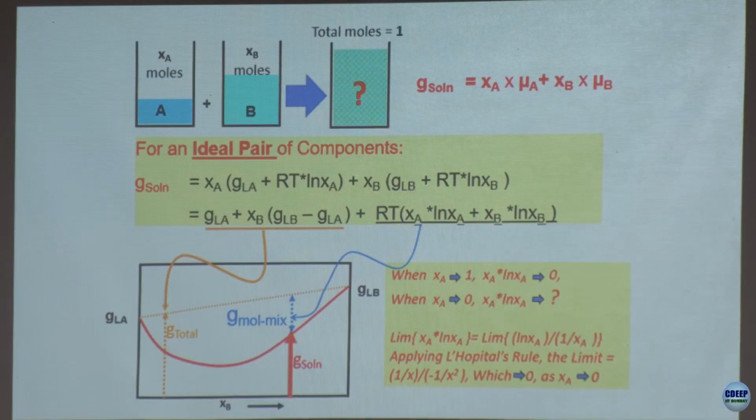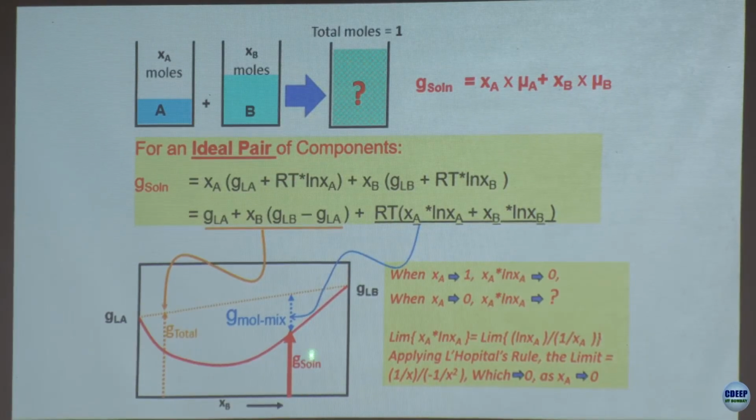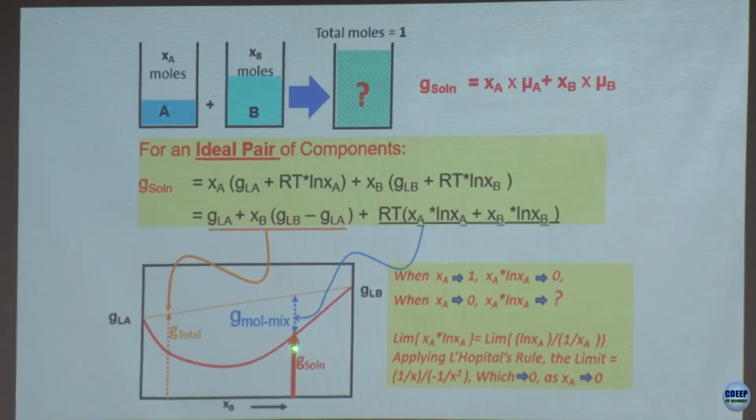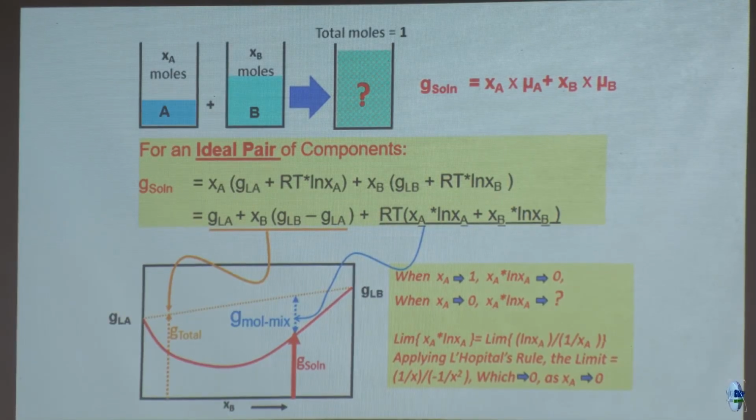You can see what are the components of this curve. This is that linear part here, and this is the molecular contribution due to mixing. So this is at molecular level, mixing has taken place, and this is this particular contribution. Okay, and this is the G of solution. Fine. This is the G total before mixing. This is the G of solution after mixing, and this is the molecular contribution because of mixing for an ideal component mixture.